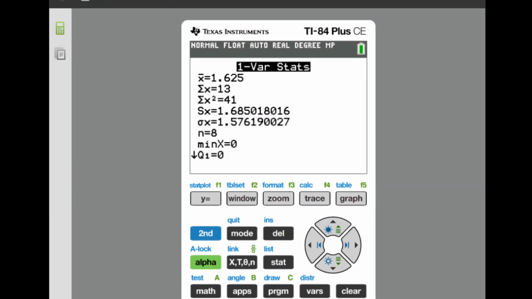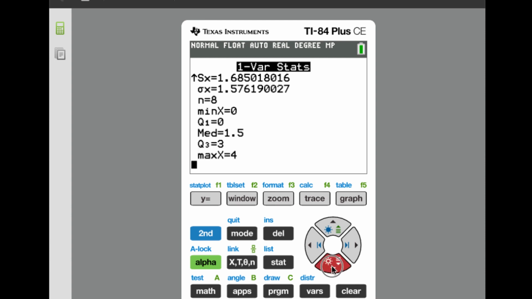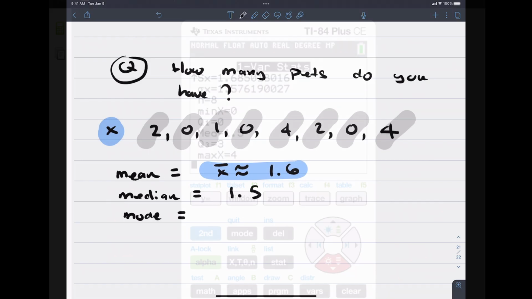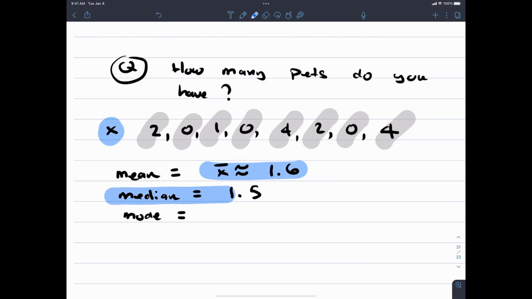How do we get the median, ladies and gentlemen? Scroll down to what? What's the word? Med. That's the median. What's the median, ladies and gentlemen? Med is short for median. It is 1 point what? 5. Easy breezy, lemon squeezy, ladies and gentlemen. What do you guys think? Is that okay? Nice.